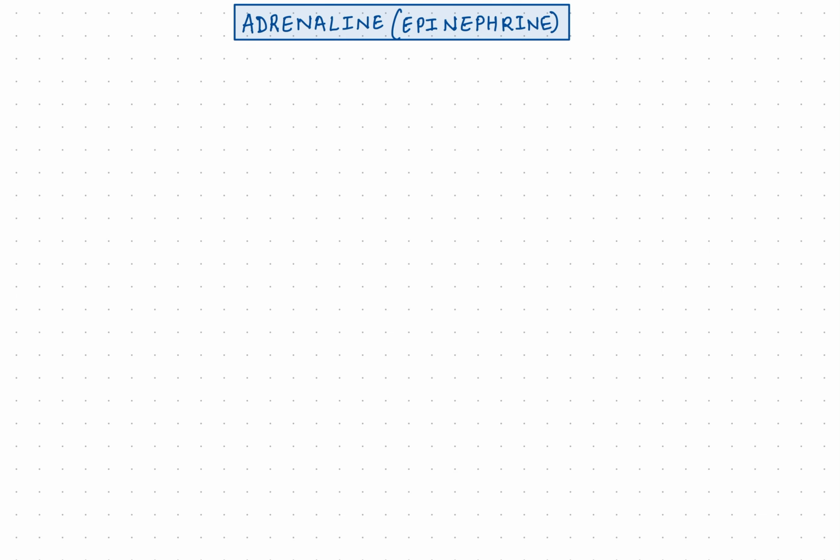In this video, we will be discussing adrenaline. Adrenaline is also known as epinephrine. To begin with, what is adrenaline? Adrenaline is an endogenous catecholamine, which acts on alpha and beta adrenergic receptors.